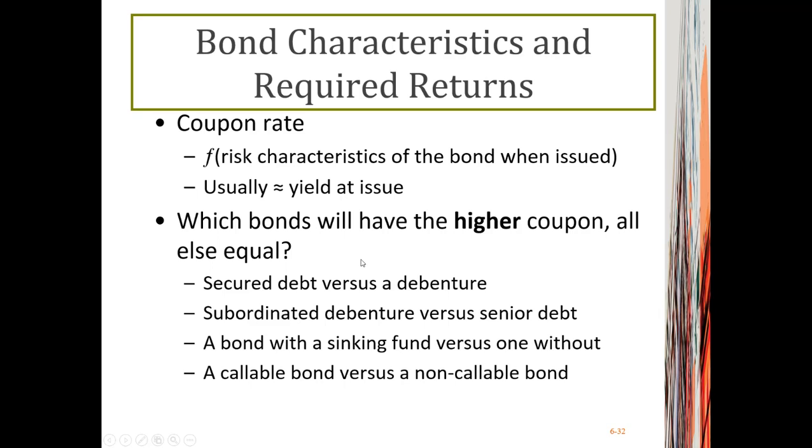And the bond characteristics refer to the major items that you see in your bond calculation. The first one is coupon rate, the second one is term to maturity, and the third one is principal payment. For any investor, they will see the coupon rate, but coupon rate has nothing to do with bond investment return. And as you see, bonds can be classified into secured debt versus debenture, subordinated debt versus senior debt, a debt with sinking fund versus one without, a callable bond, or a bond that is not callable. So those bonds should carry different coupon rates.